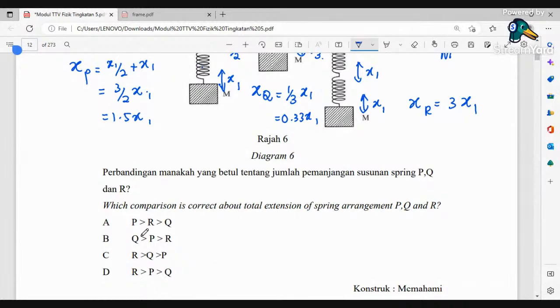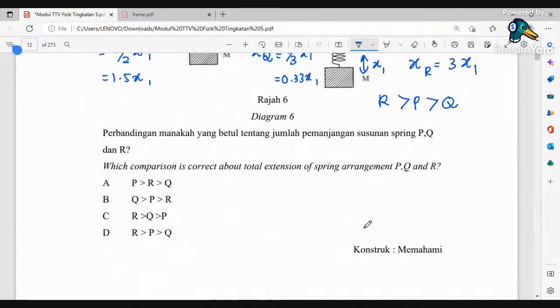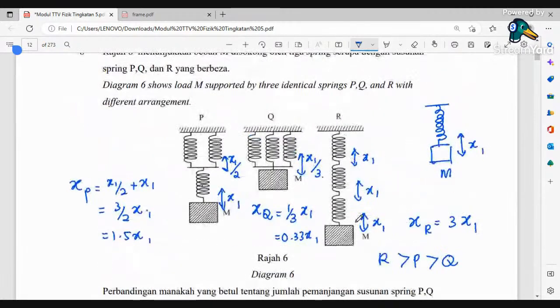Okay, so when you compare these, using larger than means we start with the biggest one. So R is larger than P, larger than Q, which is the smallest. So we have R, P, Q. So the answer is D. Okay.